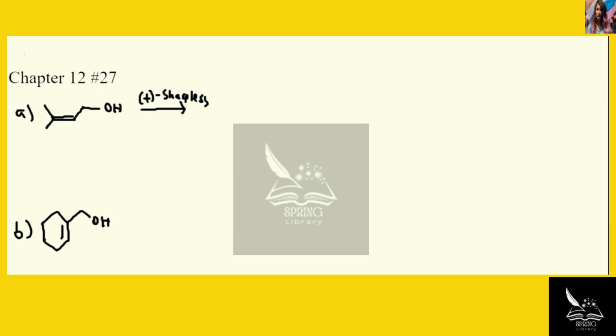This is the answer to Chapter 12, problem number 27 from the Smith Organic Chemistry textbook. This problem asks us to draw the product of two Sharpless epoxidation reactions.